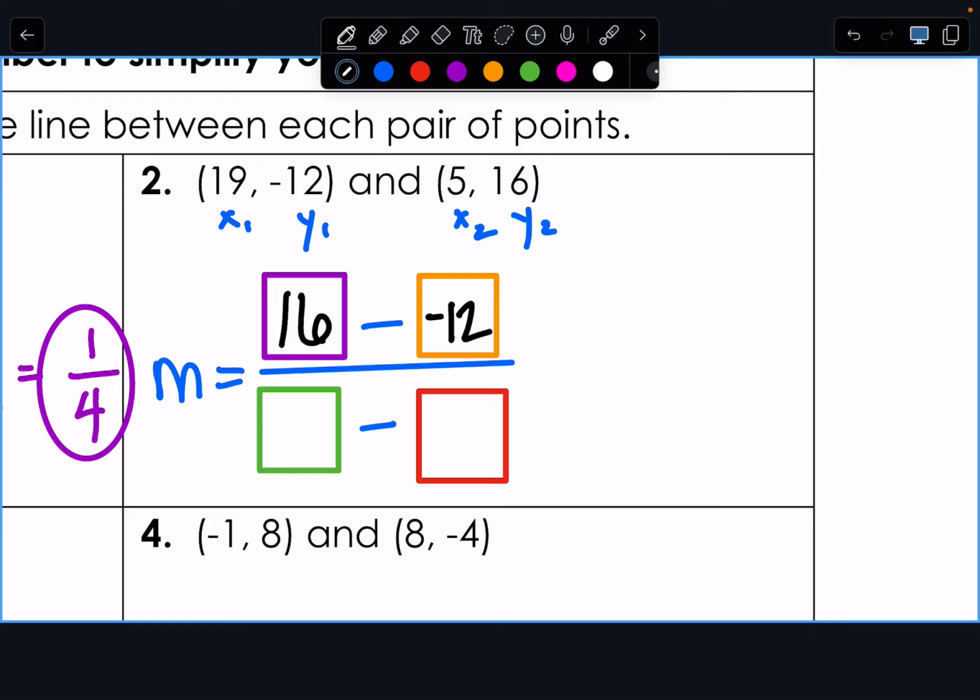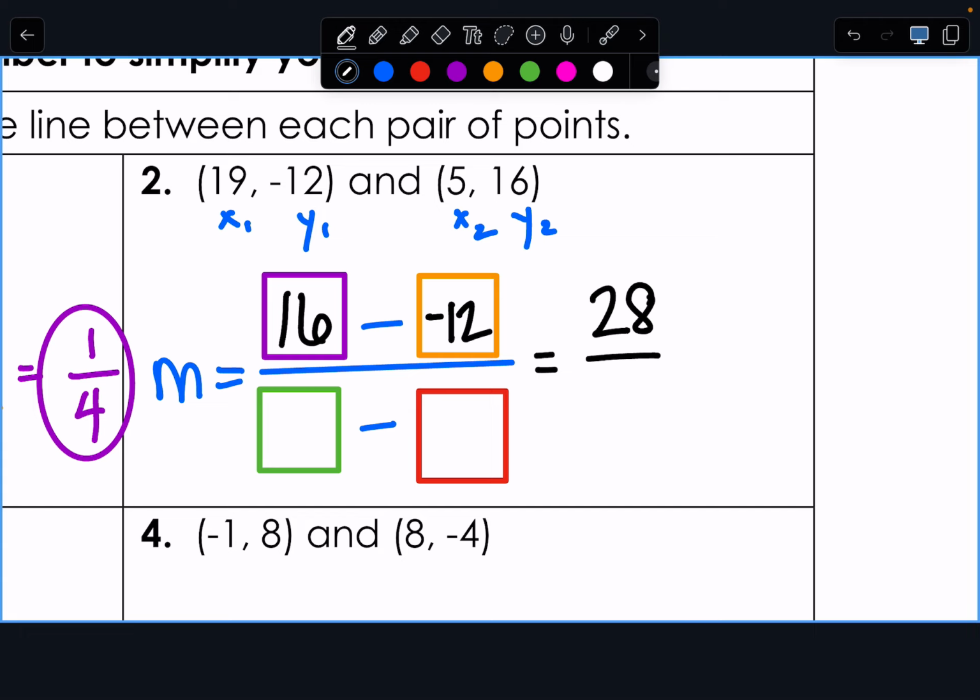So we have 16 minus negative 12 for our rise. Are we okay with that? Okay. What is 16 minus negative 12? 28. Because we have to add the opposite. Either use your brain or use your calculator. There is no shame in using your calculator.